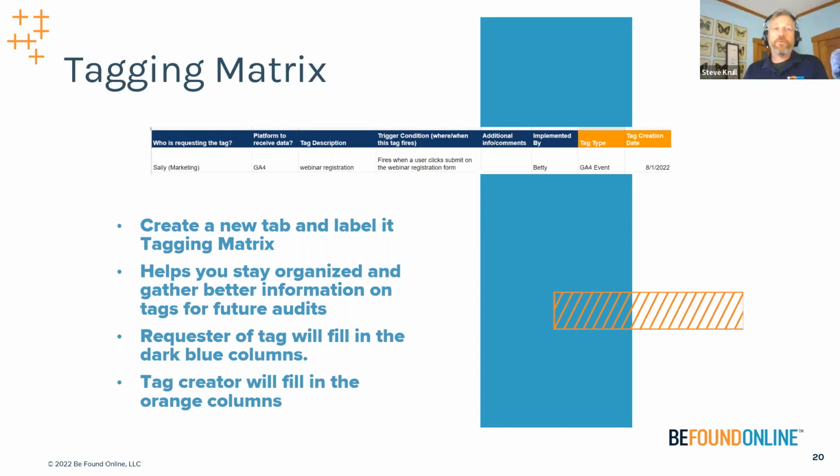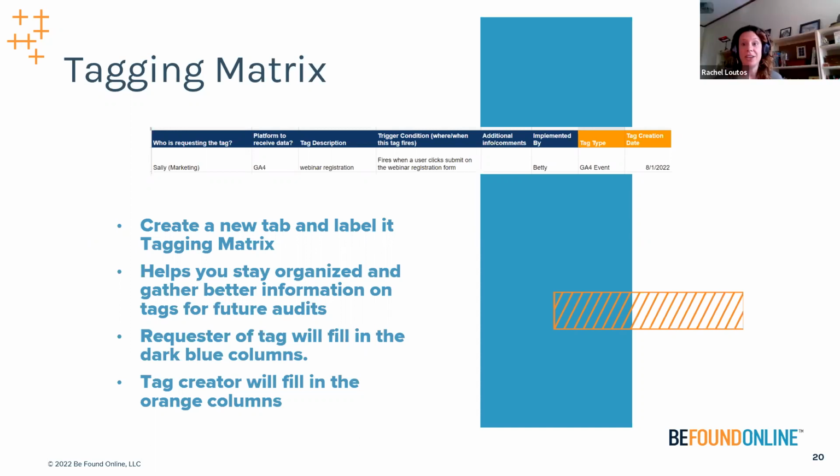Something I would add to this too, if you want to exercise a bit more control over the inputs in this sheet, think about putting a Google form on top of something like this so that you can control what Sally's putting in. She has to put her name in, or you're collecting her email. The platforms to receive data can be a drop down. Maybe you have 6 platforms that might receive data. Boom, pick the platform. What is the description? You get that information. You're controlling that information. Sally has a link to the form. Easy peasy. Then whoever's building the tag comes in and fills out the rest of the columns.